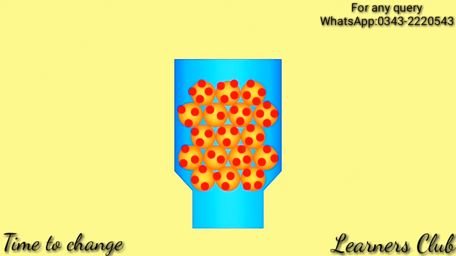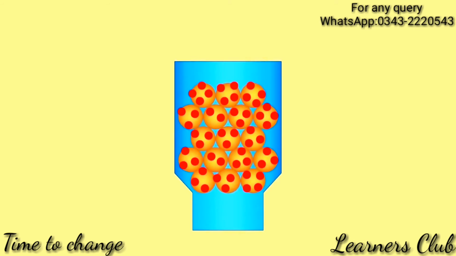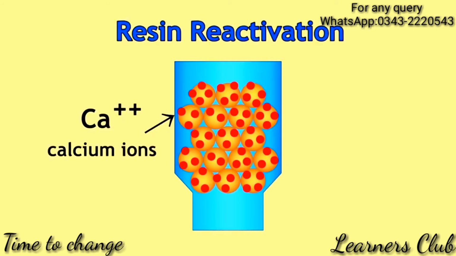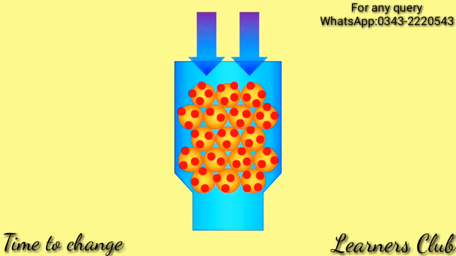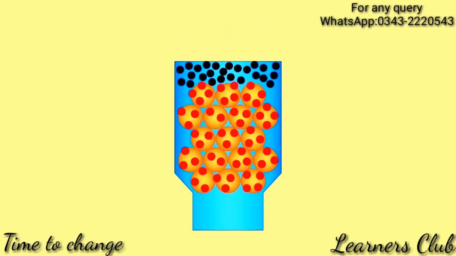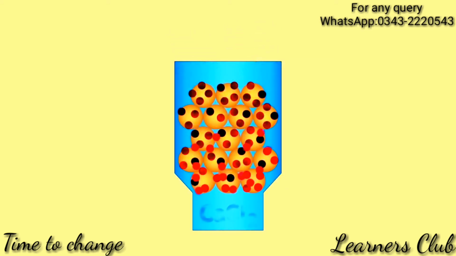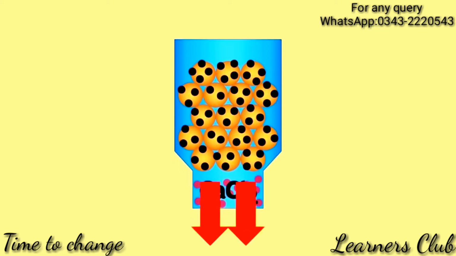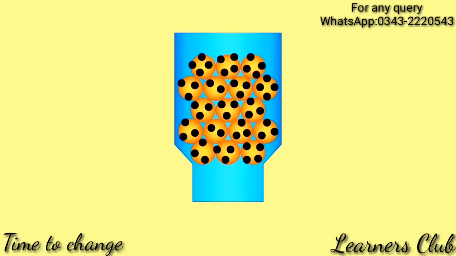Obviously, after a time, the resin gets full of calcium ions and you have to reactivate it. To do this, you pour concentrated salt solution, that's sodium chloride solution, very high concentration, so that it's high enough to reverse the reaction, and the calcium chloride comes out in solution, and the column is again full of sodium ions and ready for use.